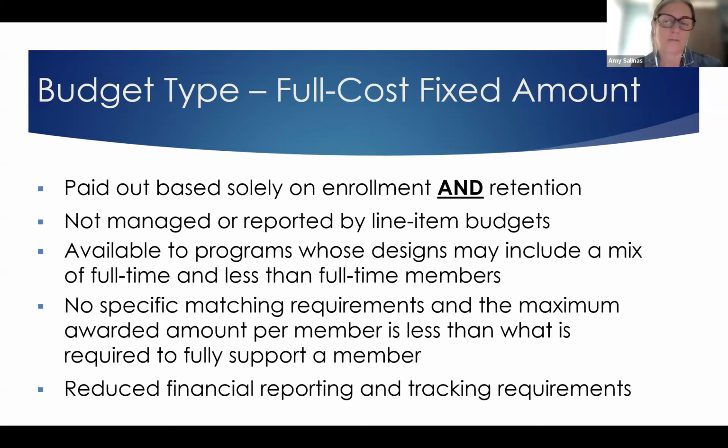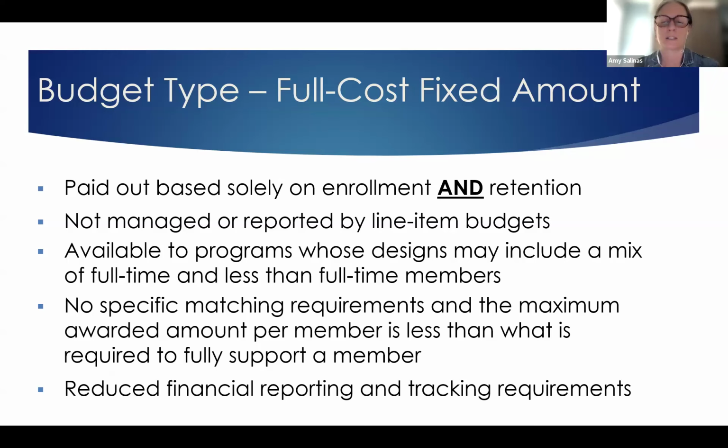The second budget type is the full cost fixed amount. These funds are paid out based solely on AmeriCorps member enrollment and retention. This budget type differs from a cost reimbursement budget in the fact that it's not managed or reported by line item budgets that we're going to be talking about in this session. Just like cost reimbursement budget, this budget type is available to programs with a mix of full-time and less than full-time members.